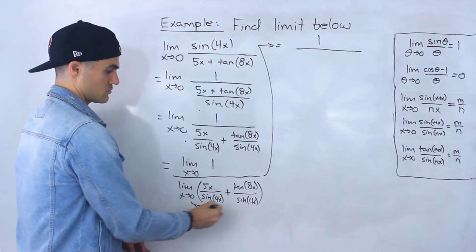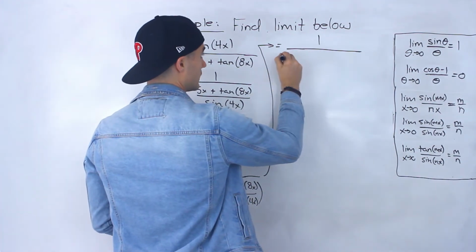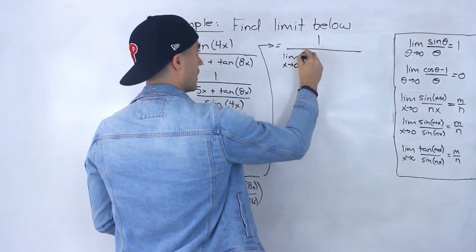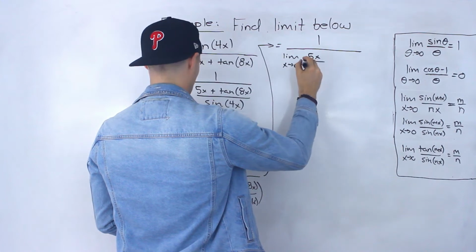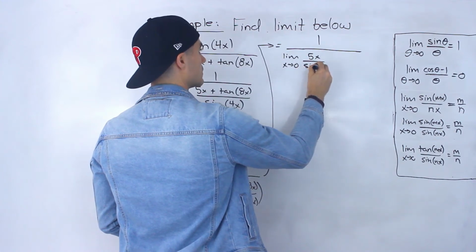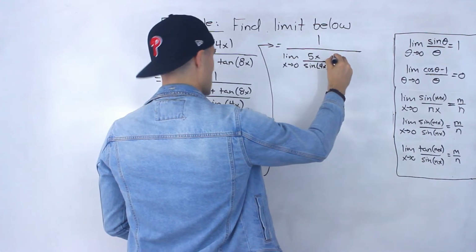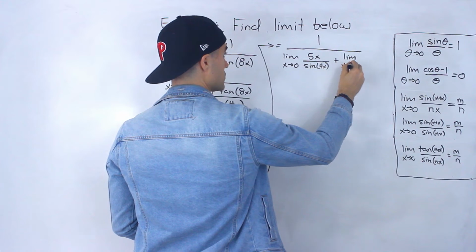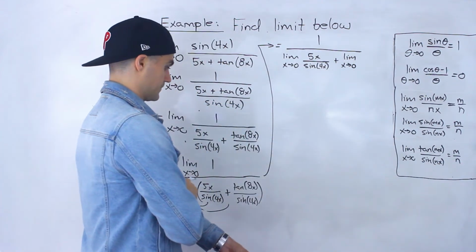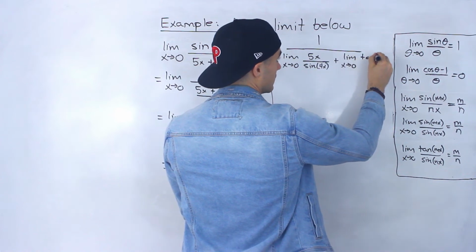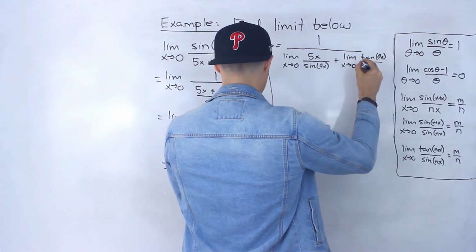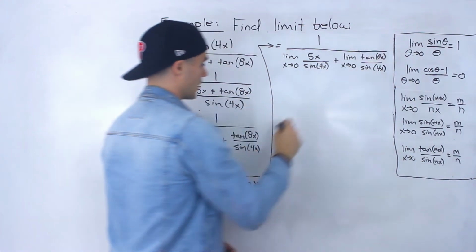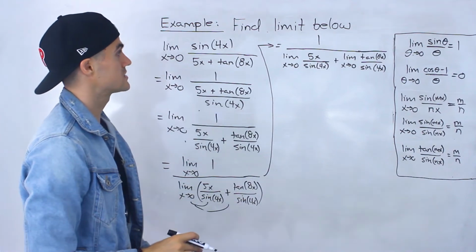So I'm just going to distribute that limit here. So we got the limit as x approaches 0 of 5x over sine 4x plus the limit as x approaches 0 of tan 8x over sine 4x. Okay, so I just used a bunch of limit laws in the last couple of steps.